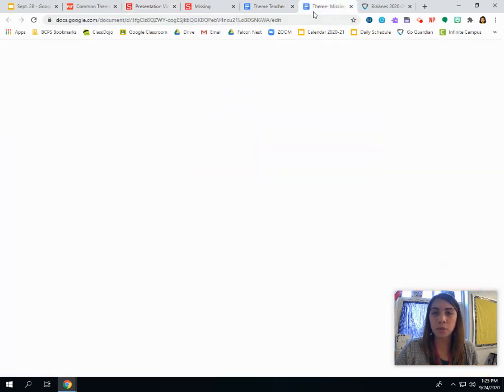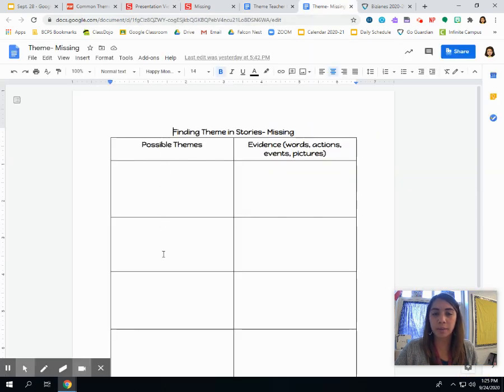Here we go. This is what your chart is going to look like. You're going to put possible themes on one side and evidence with words, actions, pictures, events on the other.